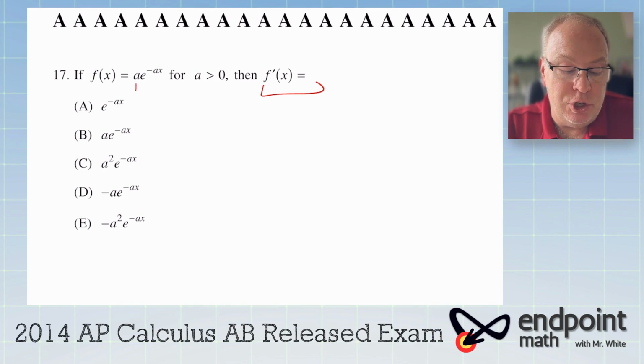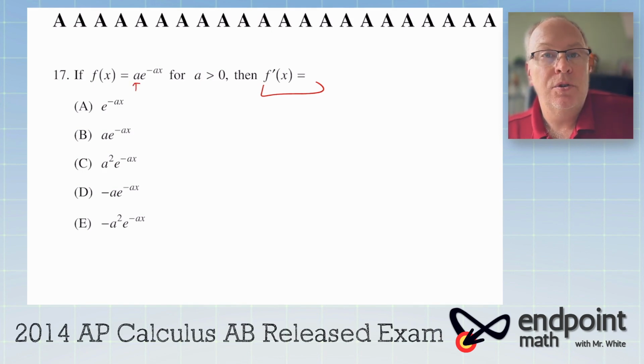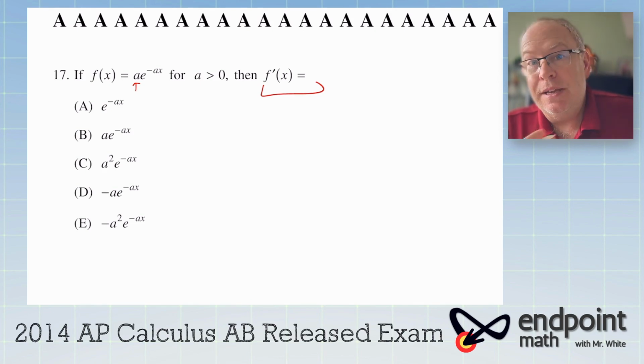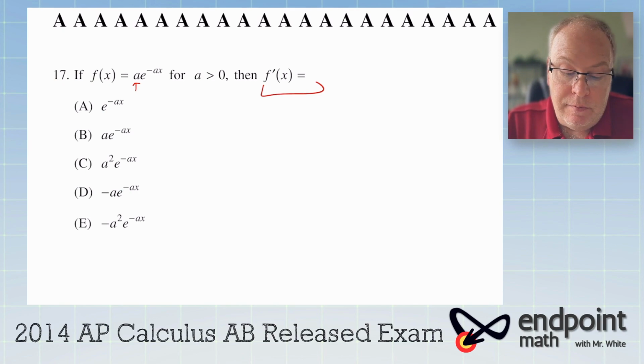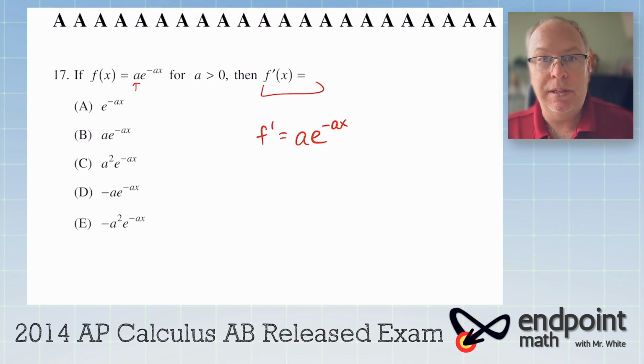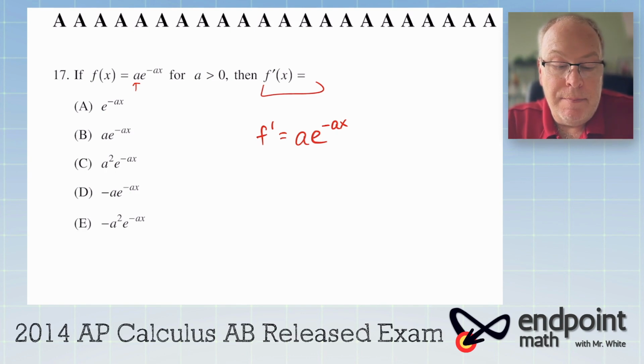And notice we've got these generic numbers a. So just think about them as being like a number like 4, 5, or 6, and how would you do this? So the derivative of e to the u is just e to the u. So the derivative of this would be a e to the negative ax, just completely unchanged, but you always multiply by the derivative of the inside function.